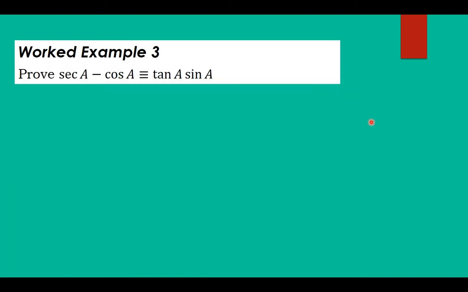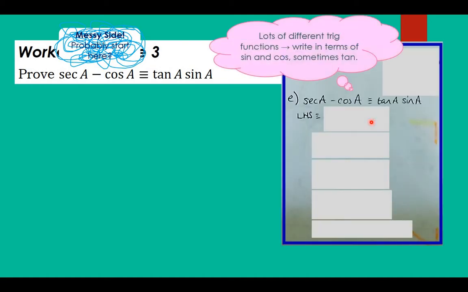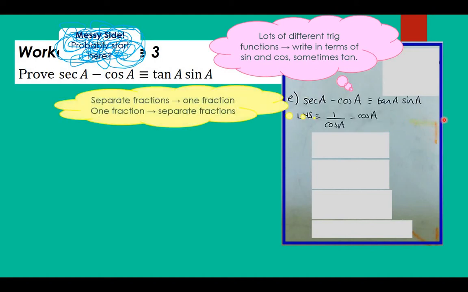Okay, next one. Right, it's a bit tricky to choose which is the messiest side. For the one that's a subtraction rather than multiply, they tend to be easier. Right, so again we've got different trig functions on both sides, so it seems sensible to do everything in terms of, in this case, cos. There we go. We have two separate terms, one of which is a fraction, and we could write the second term as like over 1.